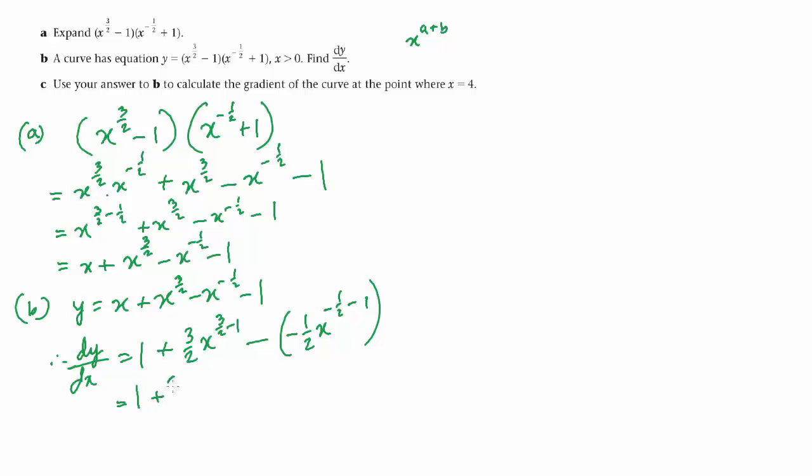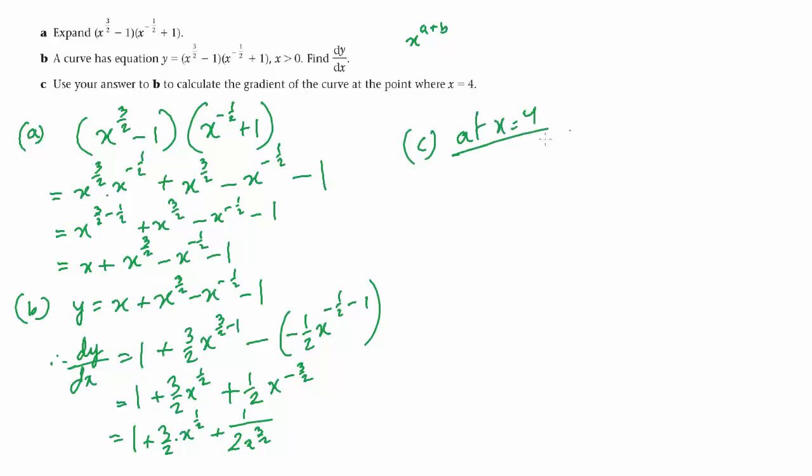So 1 plus 3 by 2 x to the power 3 by 2 minus 1 is half. Minus into minus is plus. So minus half minus 1 is minus 3 by 2. Let's make the power positive. So 1 plus 3 by 2 x to the power half plus 1 by 2 x to the power 3 by 2. Now question number C.